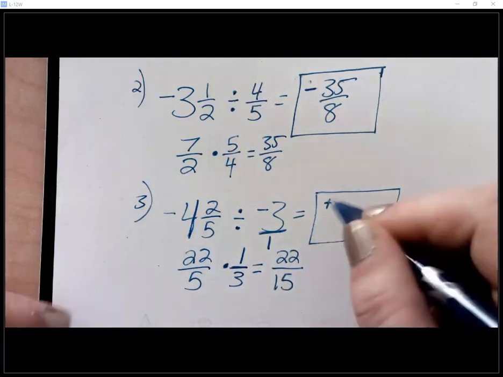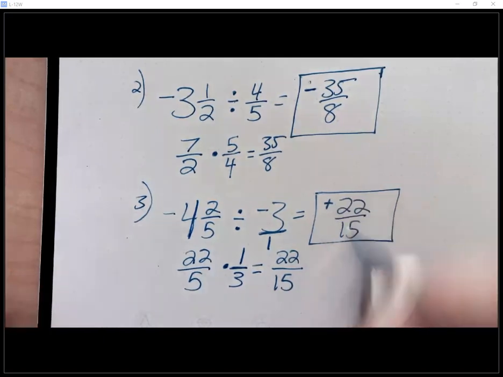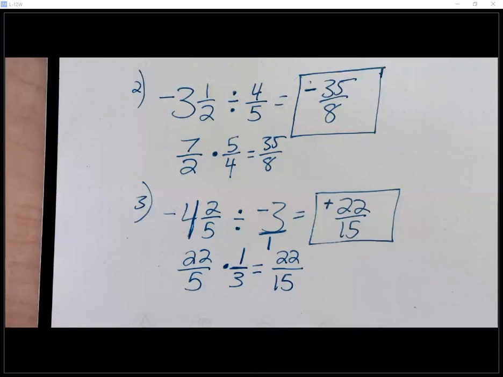That's okay. So I get 22/15, and we already decided in the beginning it was positive, so I'm done. Oh, wait, I should have asked myself, could I reduce this? No, I can't. Nothing goes into both. So does it get harder than that? Not really. You could do two mixed numbers, but it's still the same thing. Change them to improper, keep, change, flip.